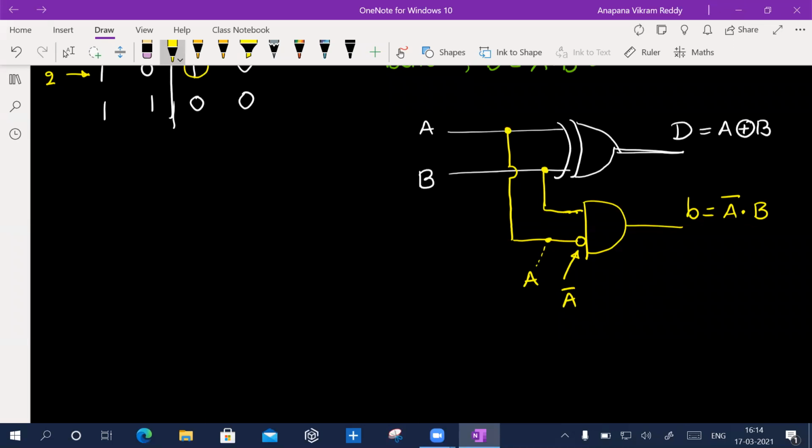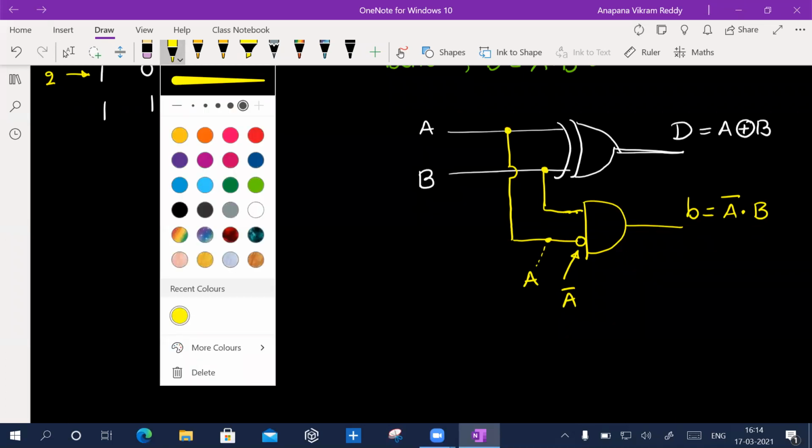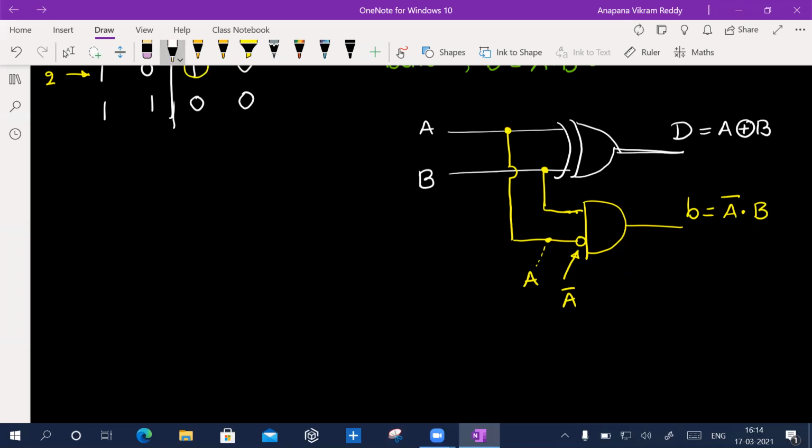You can take one NOT gate and you can treat it as directly. That means, see, what I want to say is this. Directly I can take this. There is no problem at all.